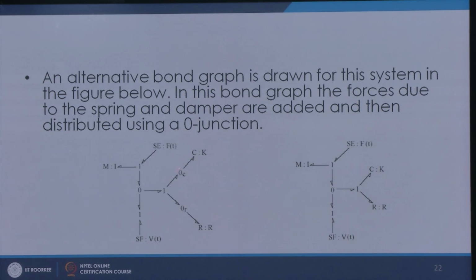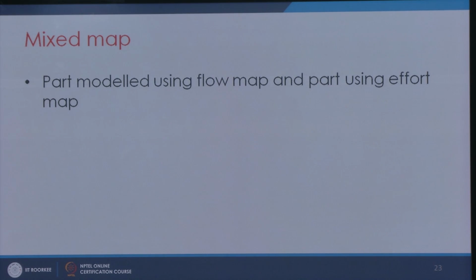We can do it the other way also, that is, the forces due to spring and damper are added and then distributed. So, here comes the force of the spring and here comes the force of the damper. We can add them up in this one junction and then they can be distributed here and here. This way we can do it, and this bond graph can be further simplified by eliminating this 0 C and 0 R junctions.